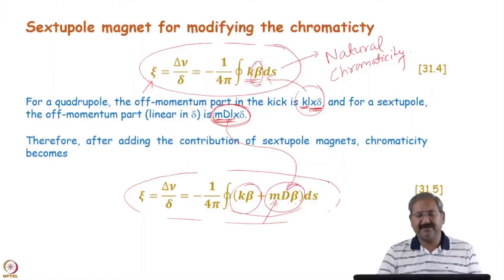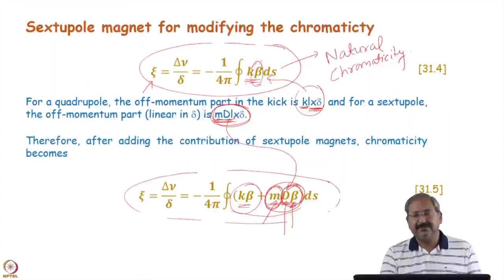Now you can see several things here. Suppose we want to produce some M D beta combination for a given K beta. If sextupoles are placed at a location of higher dispersion and higher beta function, then M will be small. It means a small value of M can generate the required K beta if D and beta are large. D and beta are the dispersion and betatron function at the location of the sextupole. So sextupoles should be placed where the dispersion and beta function are large.